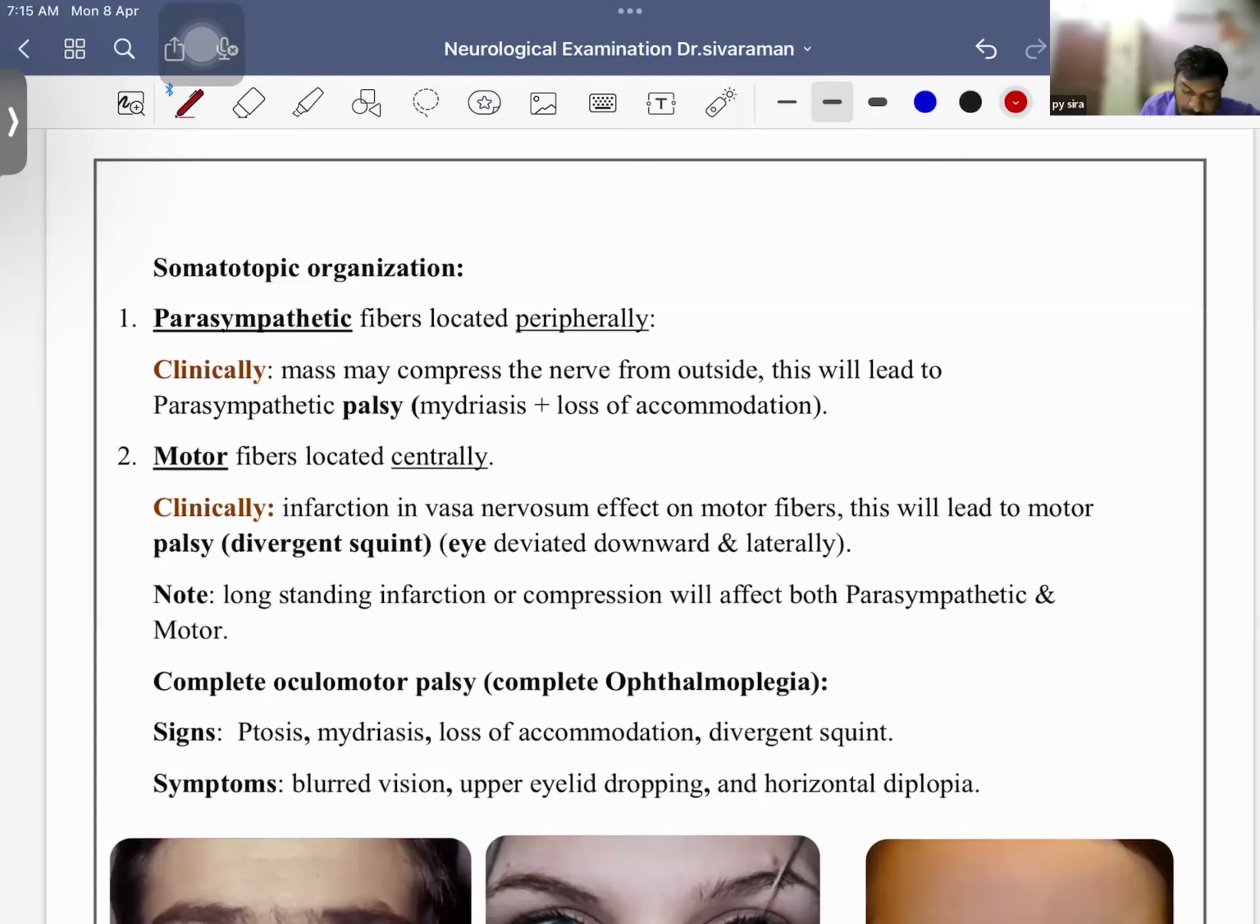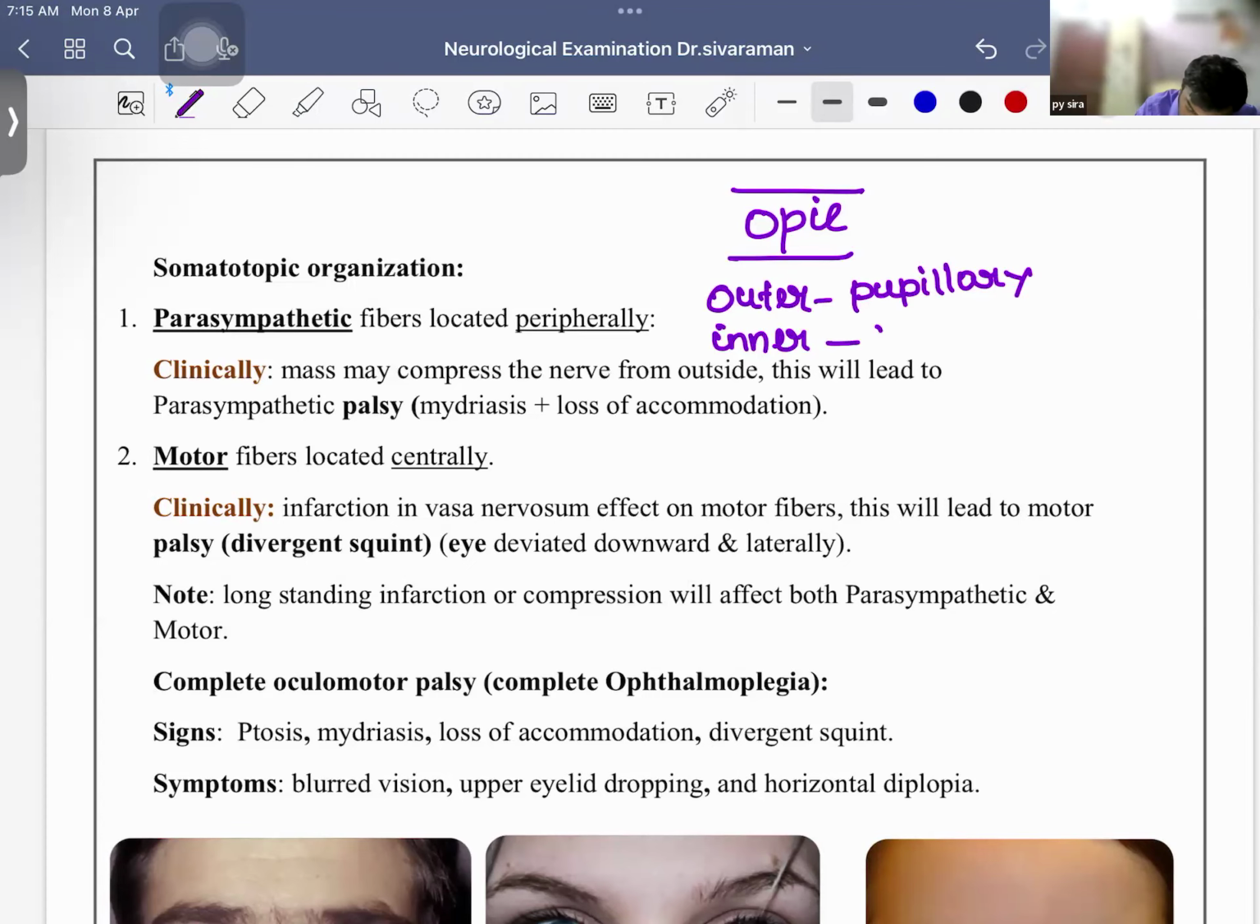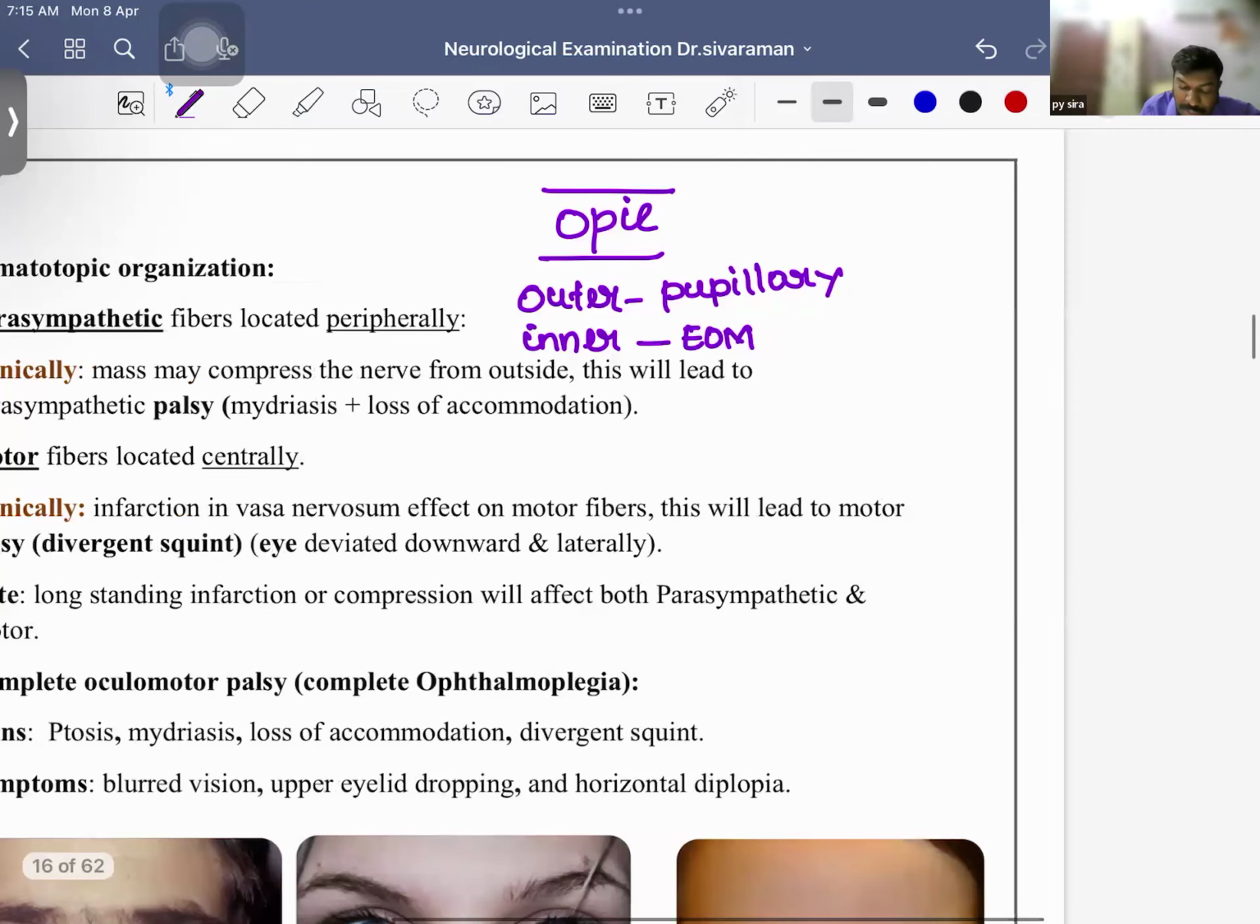If you take the third nerve, the outer fibers supply the pupillary fibers, and the inner fibers supply the extraocular muscles.